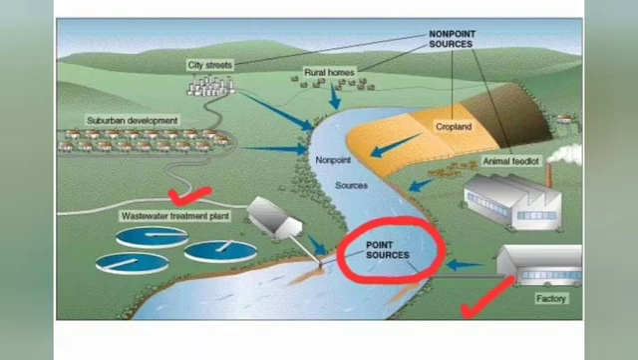How? See, there is a pipe which is directly going into the water. Means you can easily identify that this is a point where pollutants come from. And similarly, there is a pipe connected to the factory also going into the water. Means the waste produced by the factories is going into the water. It means when you can identify where the pollutants come from, then these types of sources are called point sources. Means point sources are identified sources.